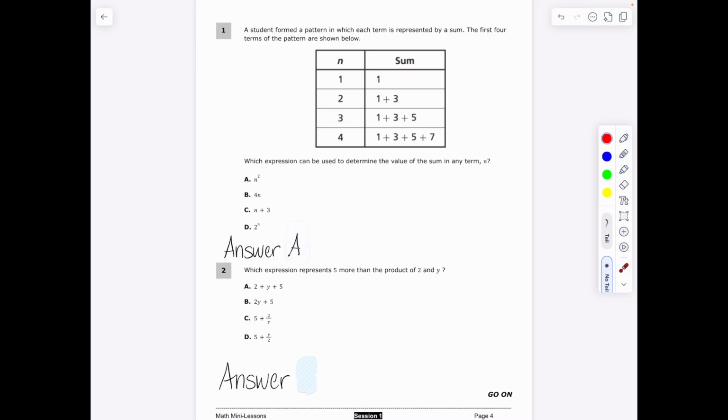The answers are A and B. Check off. If you have these right, go to the next chapter. If not, stay right here. We'll break it down together.